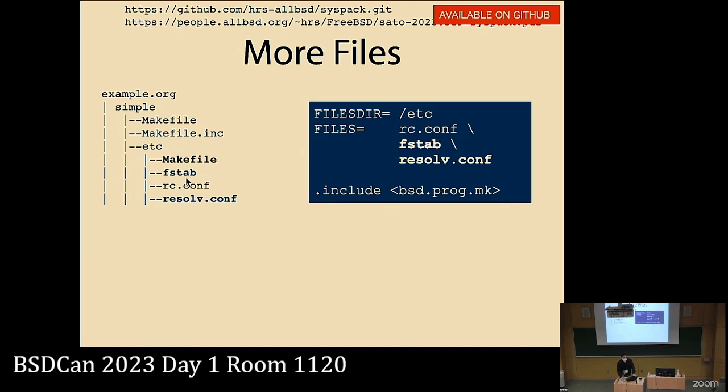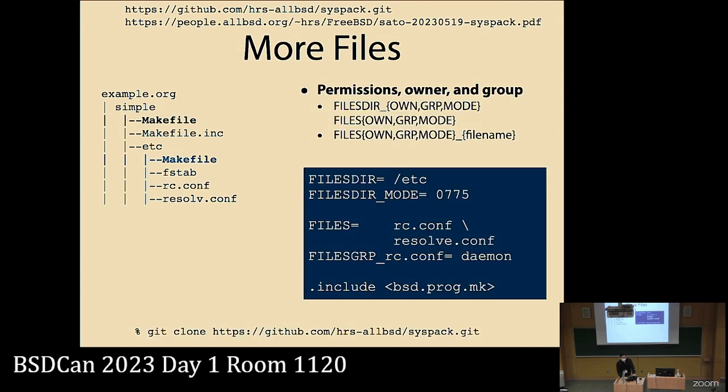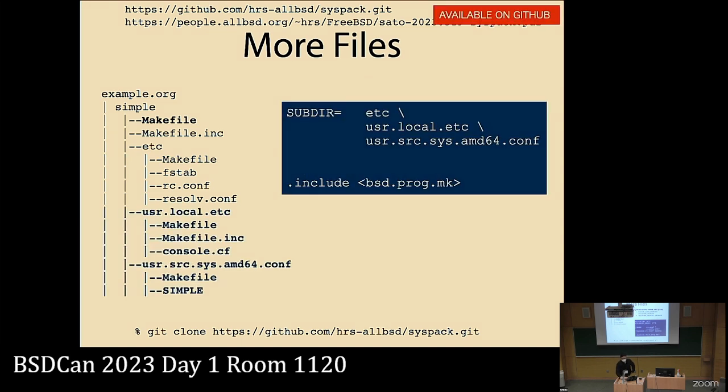And if you have more files, you can add them to the files line. So this can hold multiple files like this. You can put another file in the same directory structure. And if you want to change the installation permission, owner, or group, you can define another parameter in the make file.